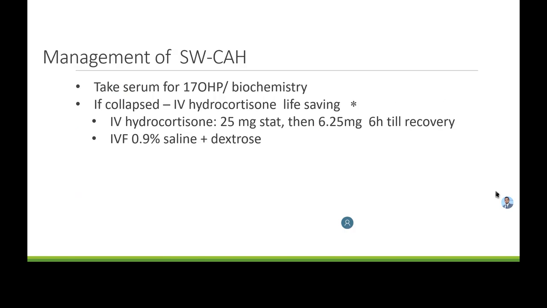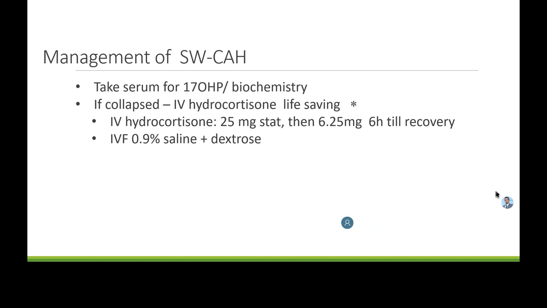So how do we manage salt wasting congenital adrenal hyperplasia? If we go back to the little baby we saw, firstly, we should remember to take the serum for 17 OHP if it's possible. That's very useful to confirm our diagnosis. But if the baby is in a collapsed state, then our priority is you can take the blood and then immediately you can start on IV hydrocortisone if the baby has all the features. So that can be a life-saving measure.